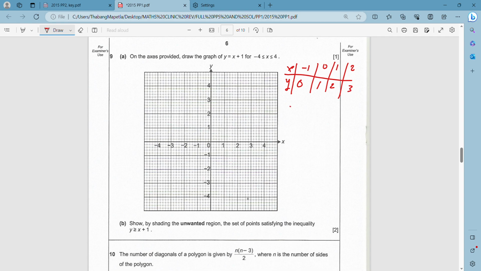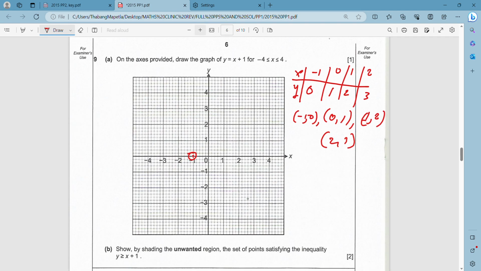So then we have points which is negative 1, 0, 0, 1, and 1, 2. And then the next one, it will be 2, 3, and so forth. Remember that for us to draw a straight line, we need at least 2 points. But let's just plot all of them. So negative 1, 0 is here. And then remember that when you are drawing, your point should fall within the 4 small squares. Mine is going to be big because of the enlargement also, but I'm sorry about that.